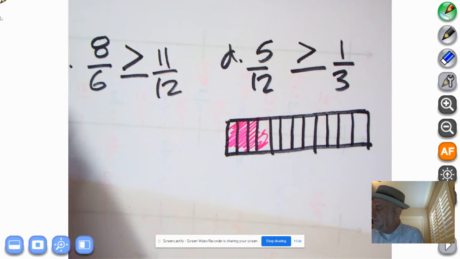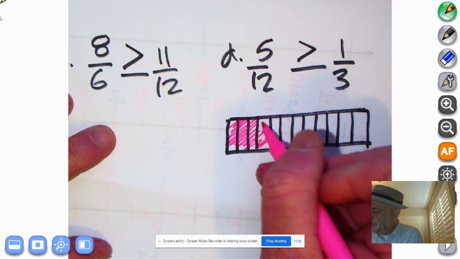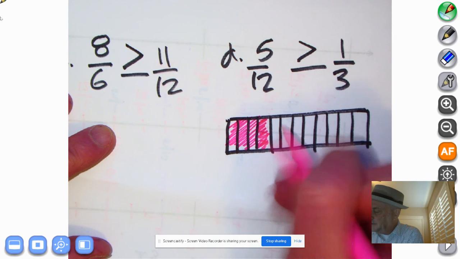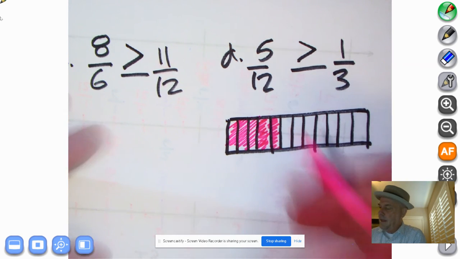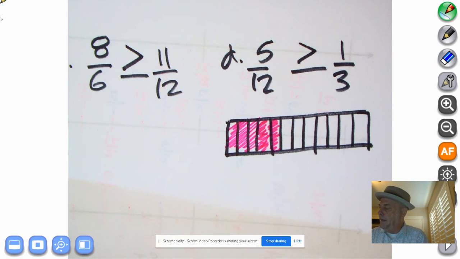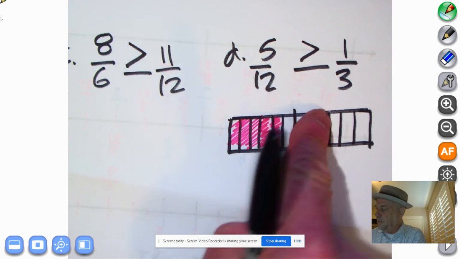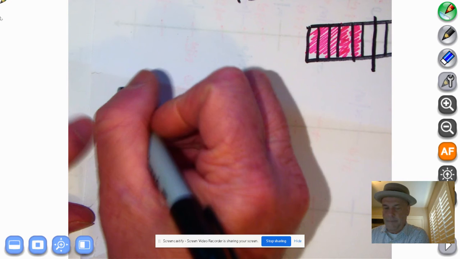And I'm showing 5/12. There was 1/3. 1/12, 2/12, 3/12, 4/12, and 5/12. And what would the halfway point be? It would be 6/12. So we can see that 5/12 is greater than 1/3. Let's go to E.